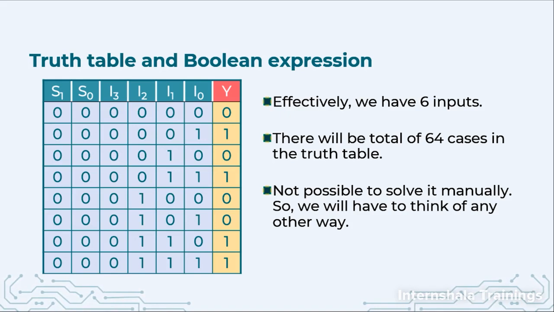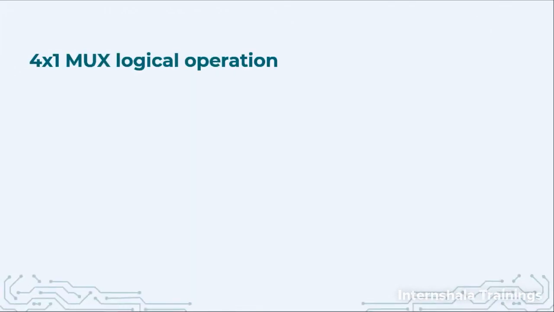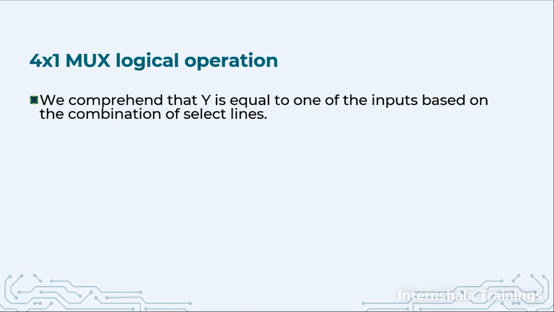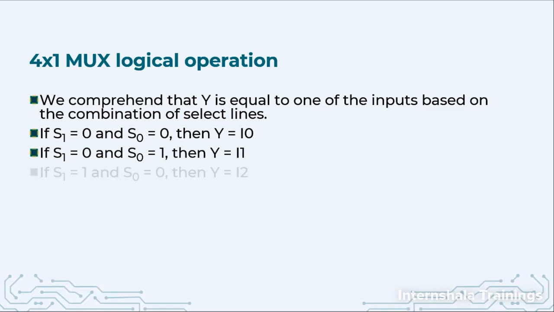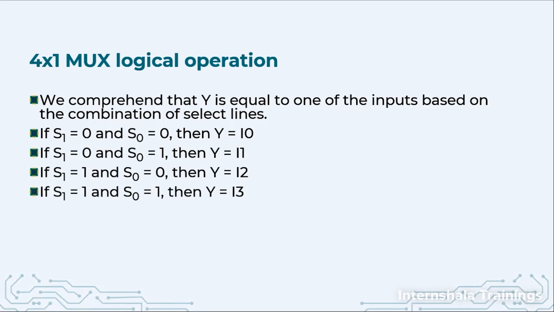So the conventional method is not going to work. Then what should we do? Then we think about the logical operation. We understand that y is equal to one of the inputs based on the combination of select lines. If it is 0, 0, y is I0. For 0, 1 it is I1. For 1, 0 it is I2. And for 1, 1 it is I3. So from this we make the Boolean expression.